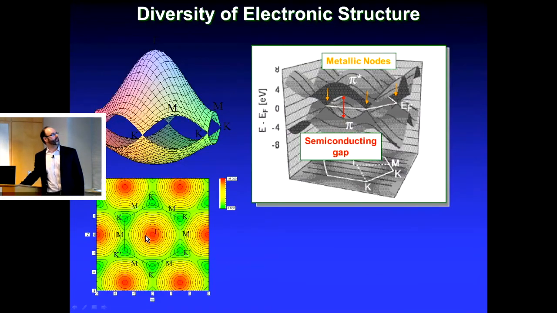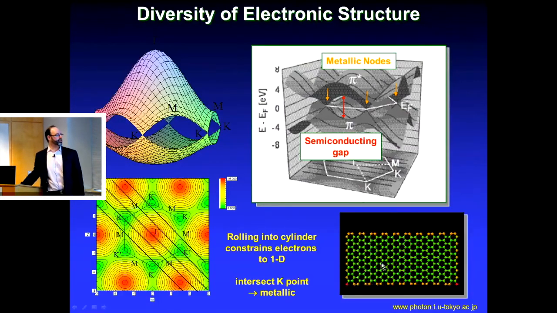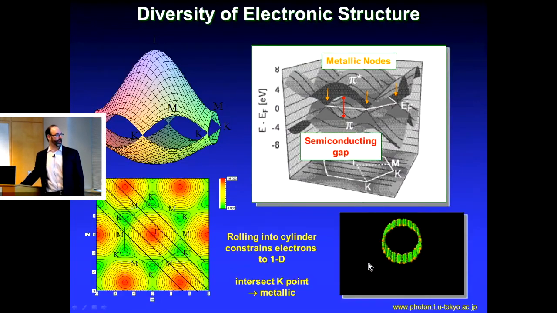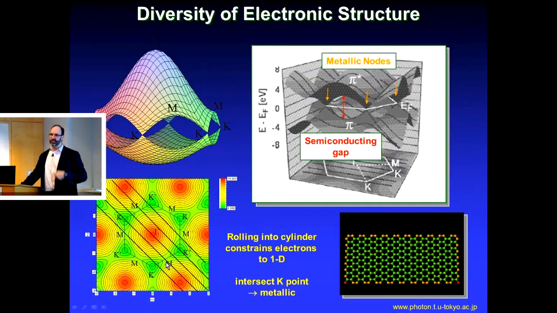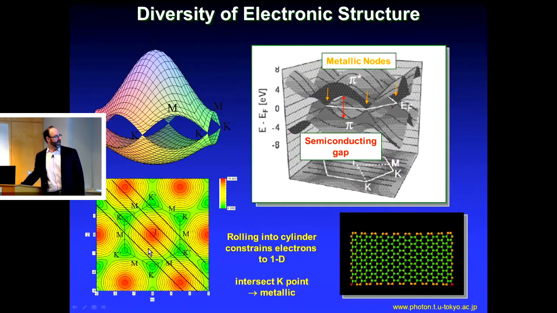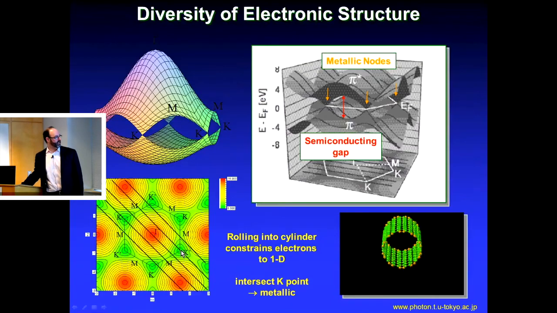Okay? So if I map this, it's called the electronic dispersion relation. Map this onto 2D. So this is that function mapped onto 2D. You can see what happens if I roll a graphene sheet. The electronic wave vector now is constrained to integer multiples of the circumference. And that means that the 2D electronic dispersion is now 1D. It's pretty simple.